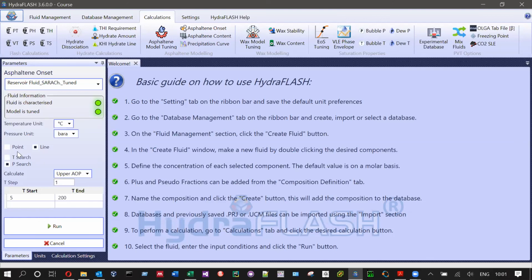And then I can calculate a point, like a point of onset, or an asphaltene phase boundary. It gives me this option whether I want to use the upper onset, which means above the bubble line, or below the bubble line asphaltene onset. So I want to know how much would be the asphaltene phase boundary between 5 and, for example, 400 degrees, and then I press run.